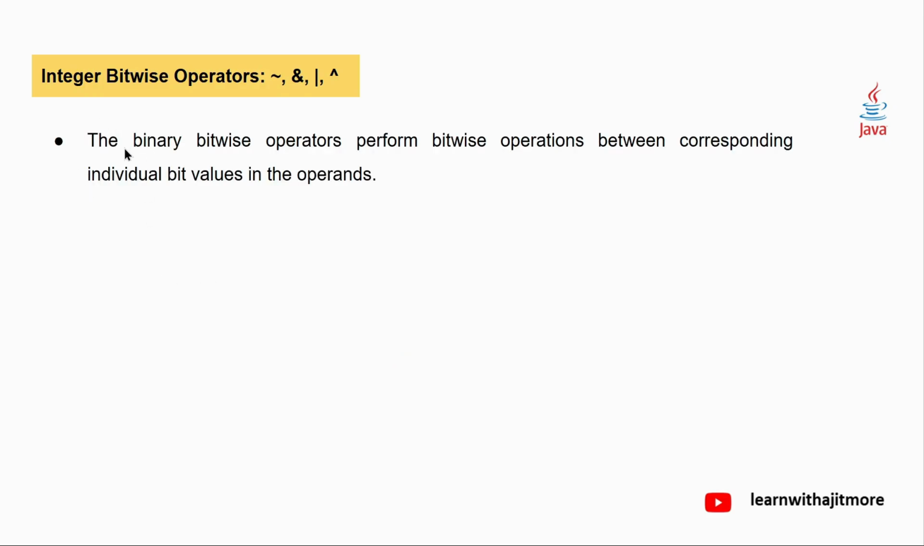Okay. But first remember, the binary bitwise operators perform bitwise operations between corresponding individual bit values in the operands. It means whatever the operands are on which the operation is going to take place, it will take their memory representation, and I hope you know the memory representation is the binary representation, and then it will work on the individual bits. So if it is unary, only one operand's bits. If it is binary, corresponding bits. A's bits and B's bits it will take, and then it will operate on the corresponding bits.